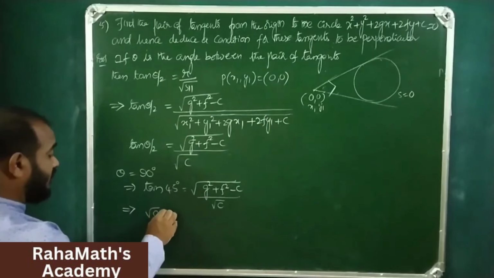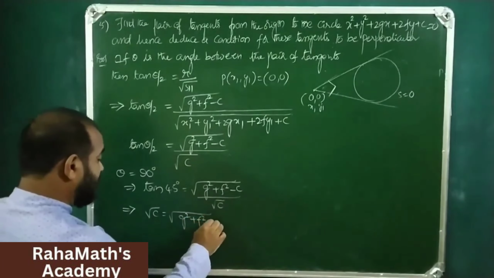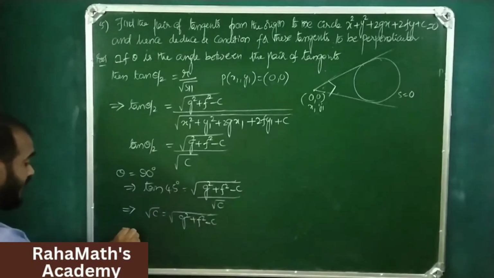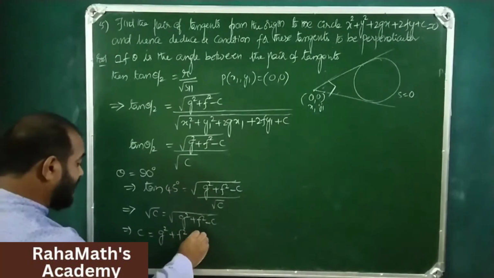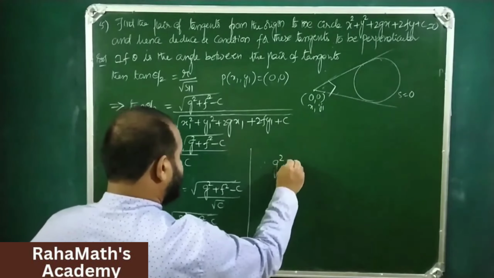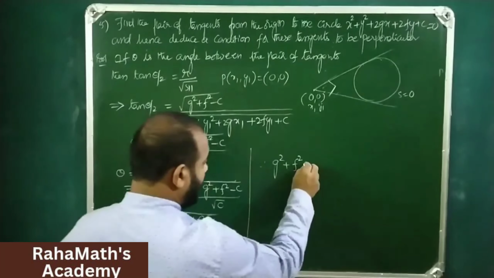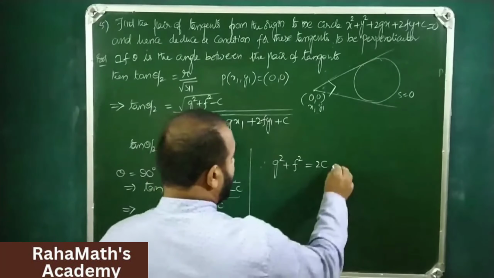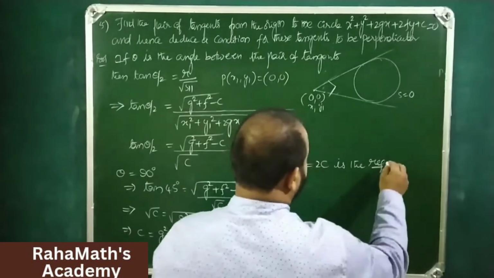So root c is equal to square root of g square plus f square minus c. Squaring on both sides, c is equal to g square plus f square minus c. Therefore, g square plus f square, if you transpose this minus c here, is equal to 2c. This is the required condition.